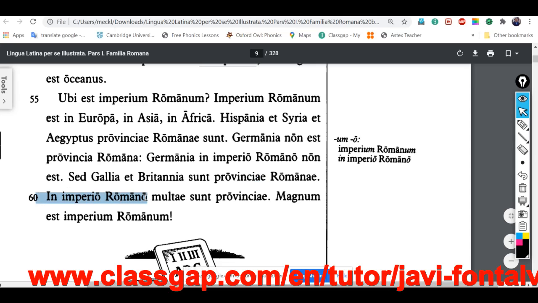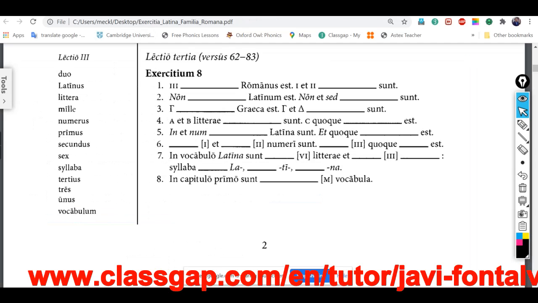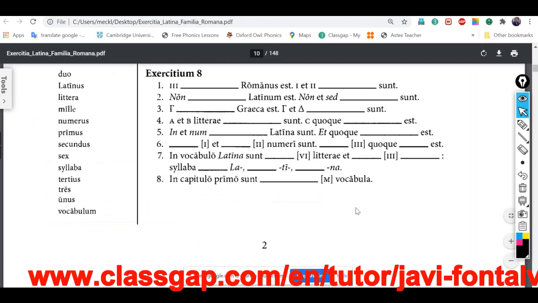So Imperio Romano, multae sunt provinciae. En el Imperio Romano hay muchas provincias. Magnum est Imperium Romanum. El Imperio Romano es grande. Okay, good job, by the way. Muchas gracias. Now the moment of truth.